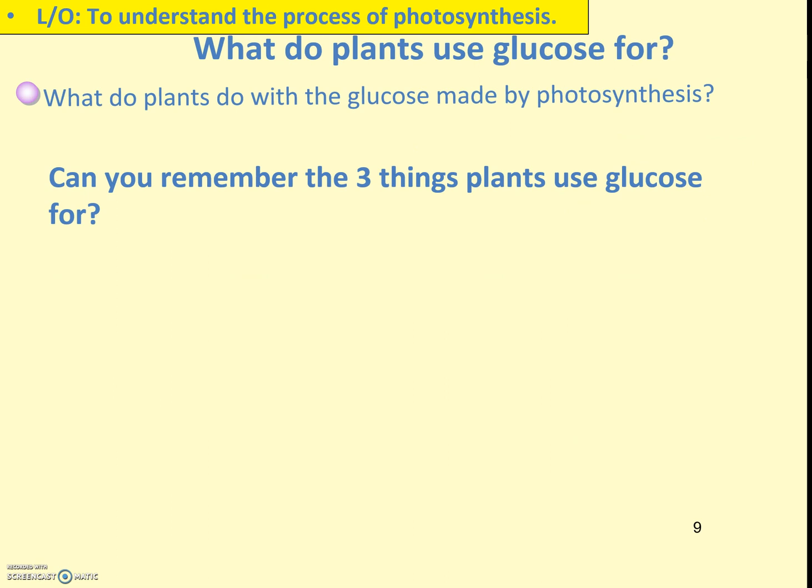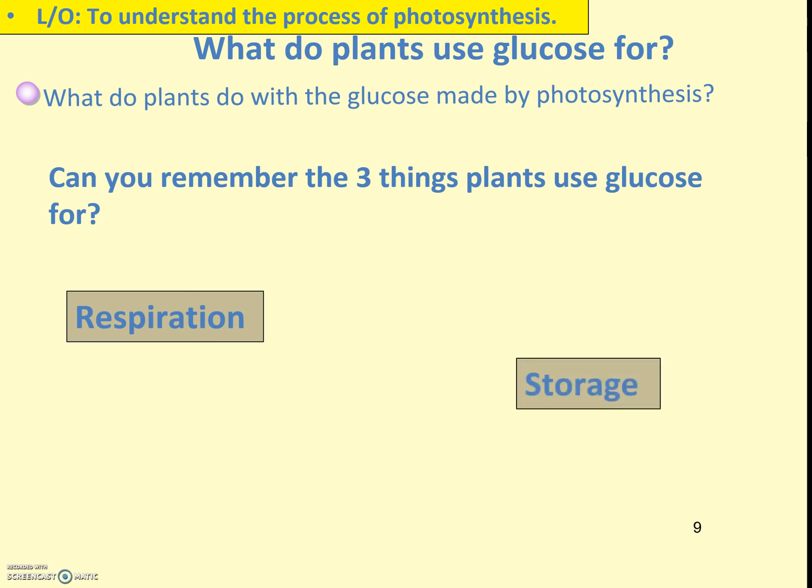So, can you remember three things plants use glucose for? Please pause the video and have a go at doing this now. Well done, year 7, if you remembered respiration. Another one would be for storage as starch, and another one would be to create new chemicals like proteins and fats.